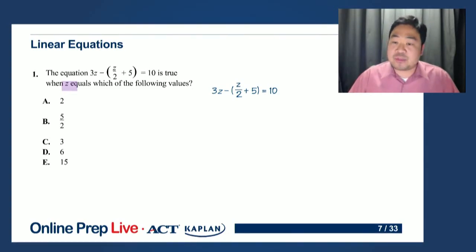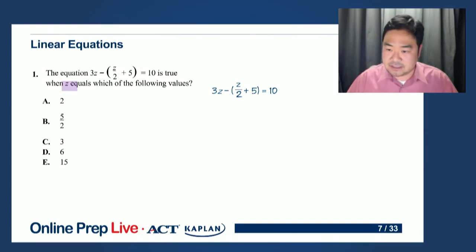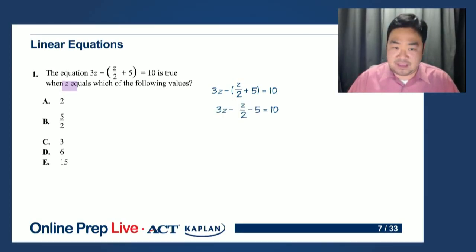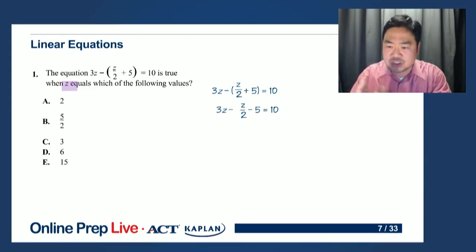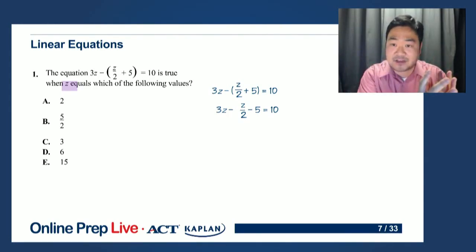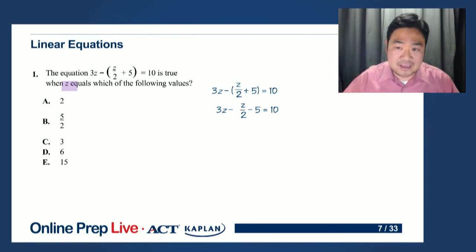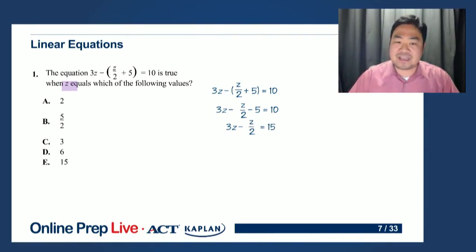So the next step, notice you have this subtraction sign in front of the parentheses. If you have a subtraction sign there, remember to change the sign of everything inside the parentheses. So you notice how that plus 5 became a minus 5. Okay? So 3z minus z over 2 minus 5 is equal to 10. Well, the next step is this. If I want z equals something, let's get the z's together, and let's get everything else on the other side. So we're going to move that negative 5 over. So we've got 3z minus z over 2 is equal to 15.